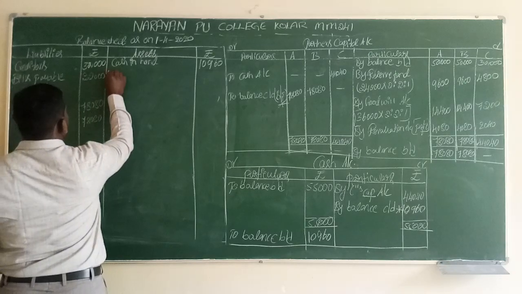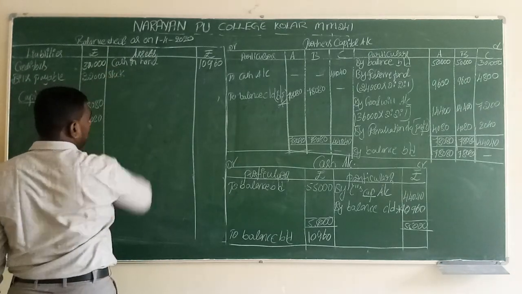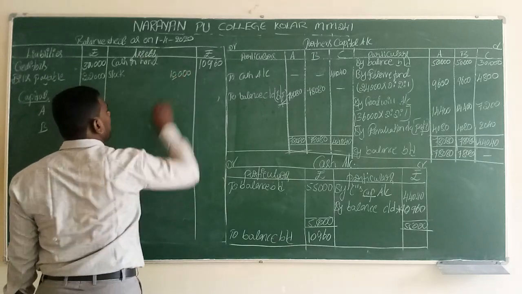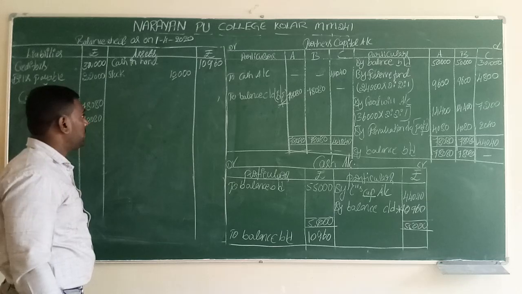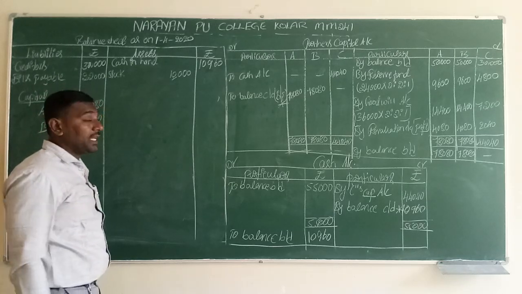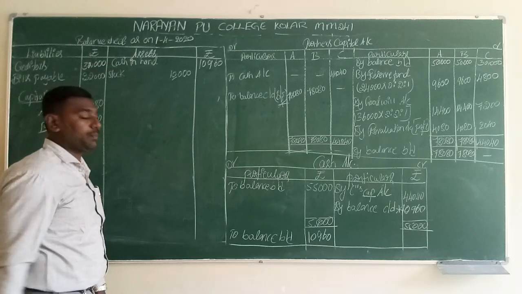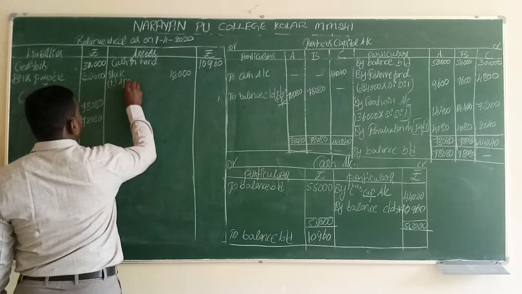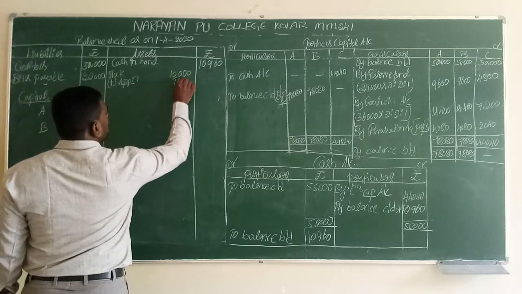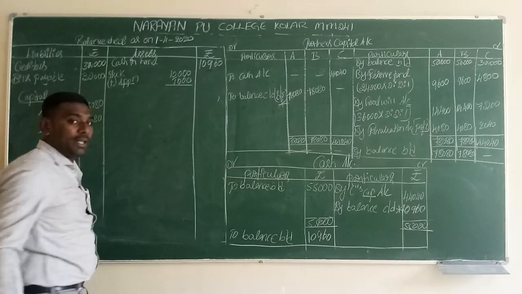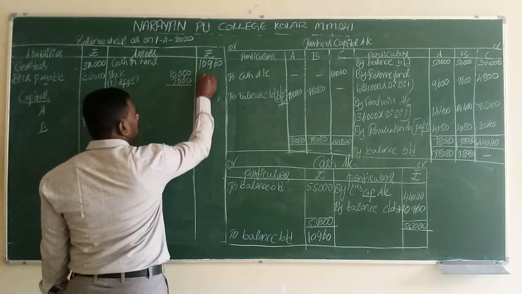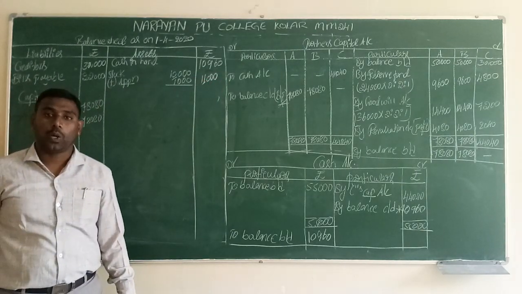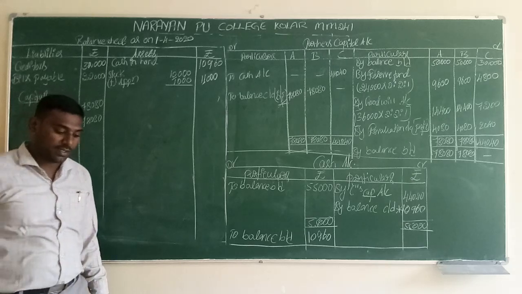Second, stock. The value of stock is 10,000. For this there is an adjustment, so we write it in the inner column of the balance sheet. Stock is 10,000. The adjustment given is that stock is increased by 10%. We should add the appreciation, so the value is 1,000 rupees. 10,000 plus 1,000, so the final value of stock is 11,000.